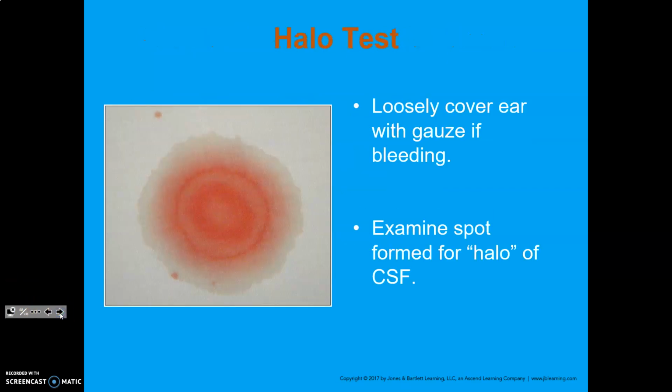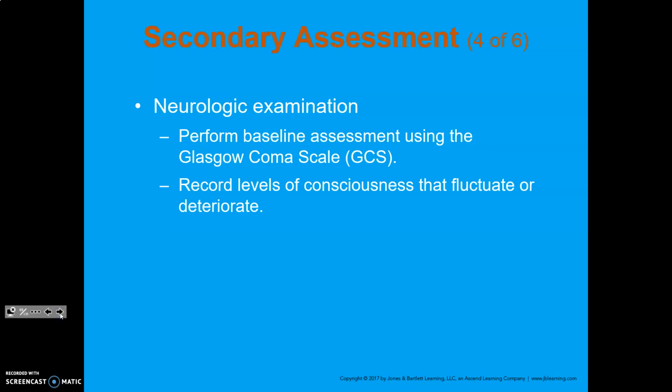We've had that conversation. Halo test can look something like this, right? If we see blood coming out after a head injury, not just a bumped nose, but a head injury, on the nose, ears, or anywhere it shouldn't be coming out of, we're going to loosely cover it with gauze, take a look at it, and you'll see this halo around it where you can tell it's not just blood. That's a bad sign, and as you're taking this patient in, let trauma know: positive halo test.